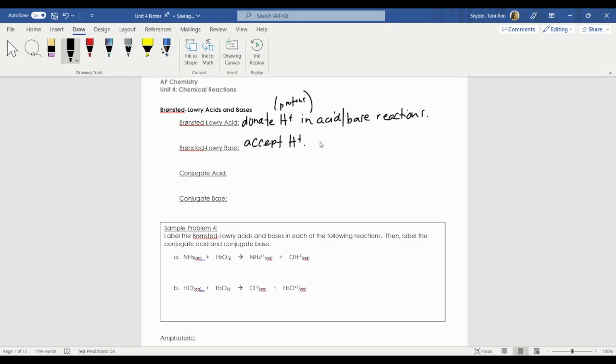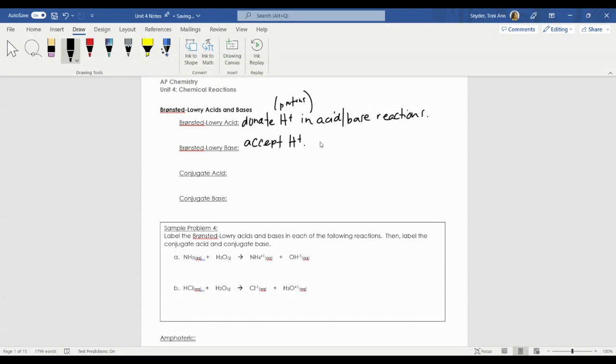So every acid-base reaction, or every neutralization reaction, will have an acid and a base on the reactant side. However, we can categorize the products of that reaction as well. And when I have an acid and a base reacting together via a neutralization reaction, I will always have 2 products. And those 2 products are a conjugate acid and a conjugate base. So what do those mean?